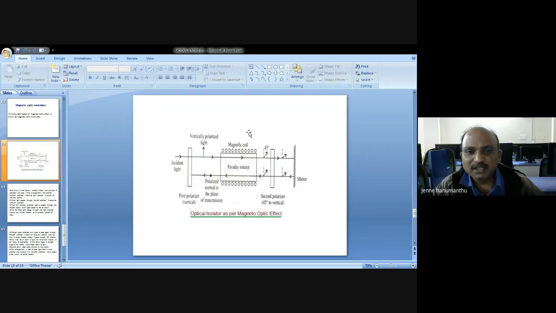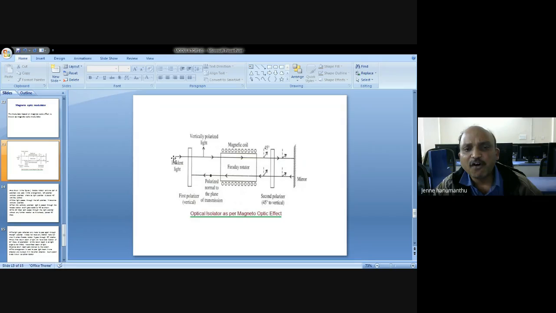This magnetic property is also called Faraday rotator. So because of the magnetic principle, this medium is going to rotate by 45 degrees, like this, as per the diagram. For this purpose, we are providing two polarizers. One is vertical, and one more is at an angle of 45 degrees.